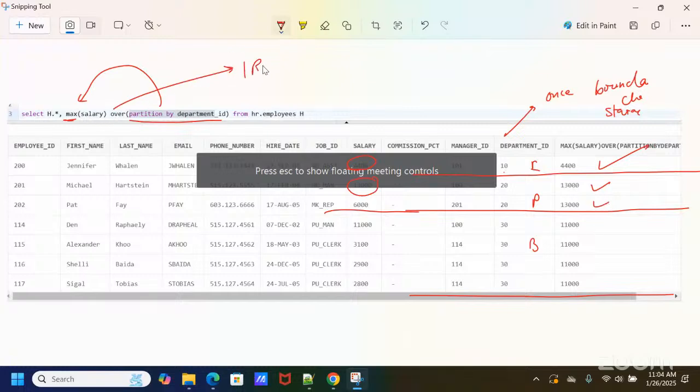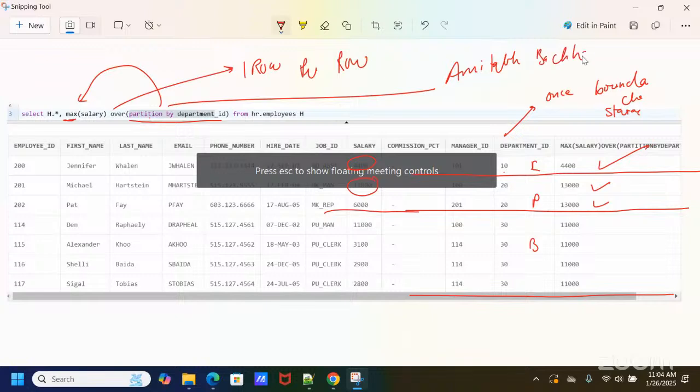Over means what? One row per row. For each row it will print you one piece of data. What it has to print is decided by partition by. Partition by is Amitabh Bachchan. Wherever he stands, the line starts from there. So Amitabh Bachchan is saying partition by department ID.